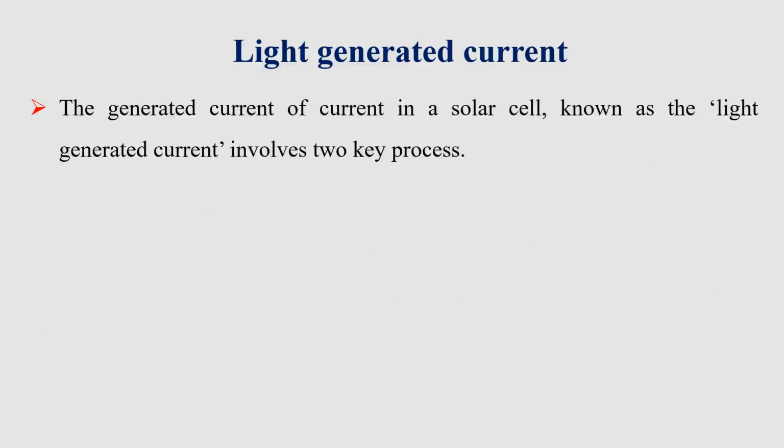The generated current in a solar cell is known as light generated current, and it involves two key processes. Solar cells generate currents, and that current is known as light generated current. These light generated currents are generated by two key processes.